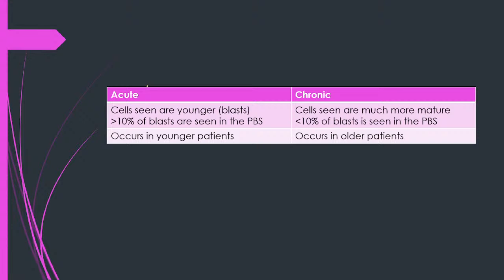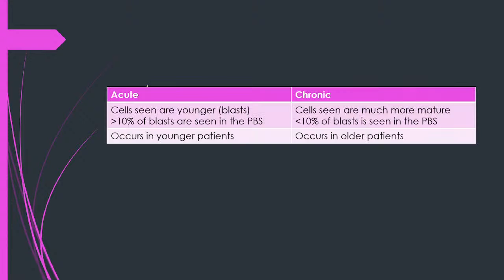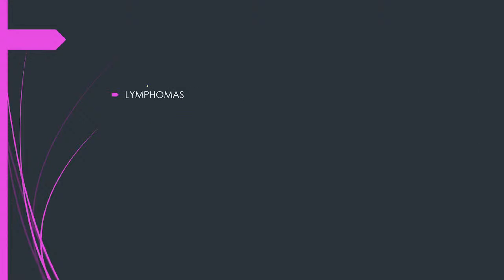So, although he has acute lymphocytic leukemia, it remained undetected. It's not dormant, but it remained undetected in his early stages of life, and then suddenly it was detected because he had some signs and symptoms, and the doctors followed up on that a little bit too late. All right, so these are solid tumors of lymphoid organs. We're moving on to our next topic, which is lymphomas.